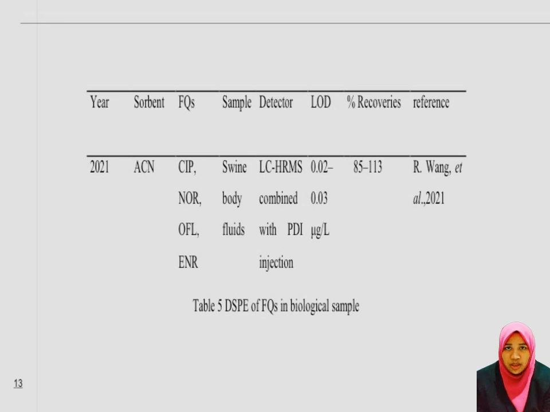In 2021, R1 et al. reported a highly selective extraction using a microdispersive DSPE method combined with an improved sensitivity detection by quick-column diffusion injection and liquid chromatography high-resolution mass spectrometry for determination of fluoroquinolones in swine body fluids. The proposed method demonstrated good linear coefficients greater than 0.99 as well as high sensitivity, with LOD concentrations in the range of 0.02 to 0.03 microgram per liter with percentage recovery of 85 to 100%.